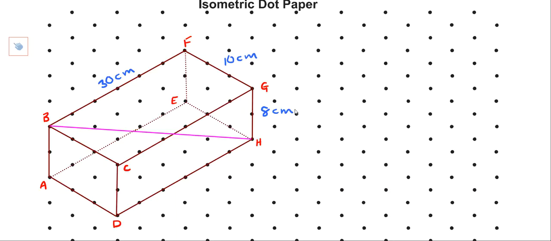How could I find out the length of that line? You can use the 30 centimetres and the 10 centimetres to find the hypotenuse across, like flat. Okay, so what we're doing first, we've got to identify the, you said hypotenuse, which means you've identified the triangle.